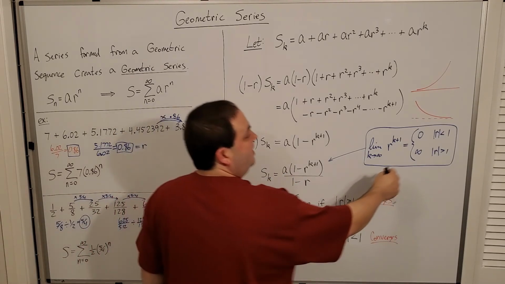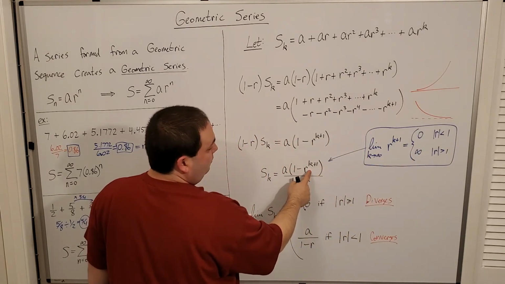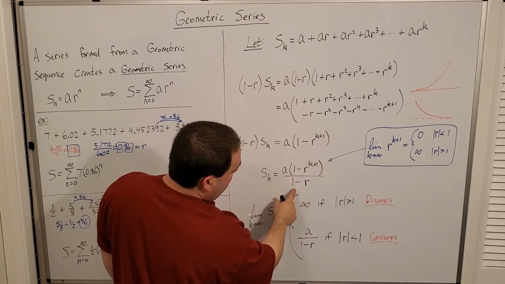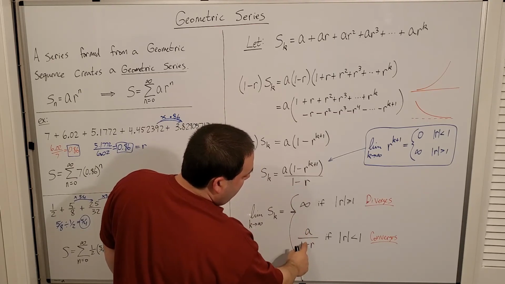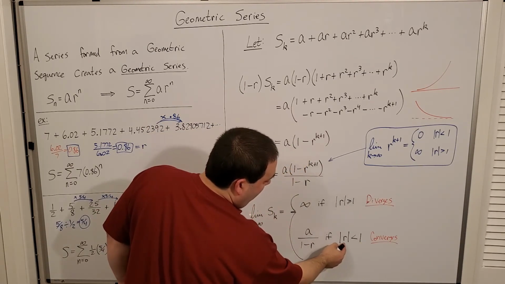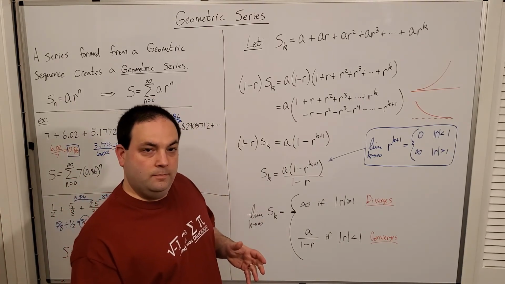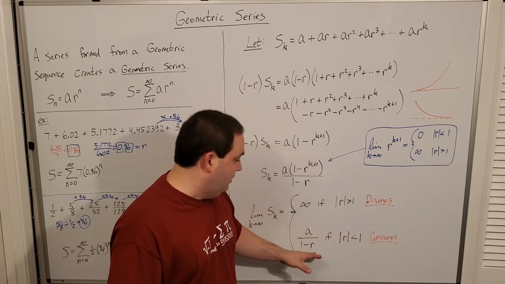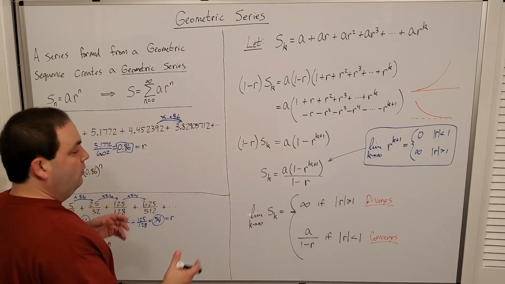Now, if the size of r is less than 1, you're going to get the effect where this piece goes to 0. If this piece goes to 0, all I'm left with is a times 1 divided by 1 minus r. And therefore, that's just some number that this limit will converge to. So if my value of r happens to be less than 1 in size, positive or negative, but the size of it is less than 1, then that geometric series is going to converge. So that's really what I'm looking for here.